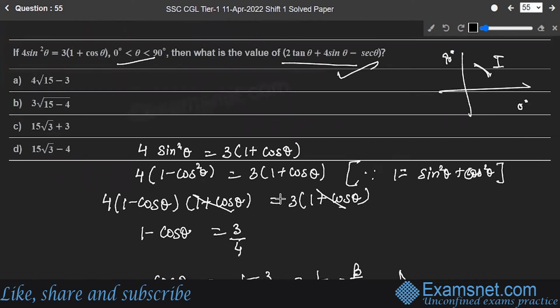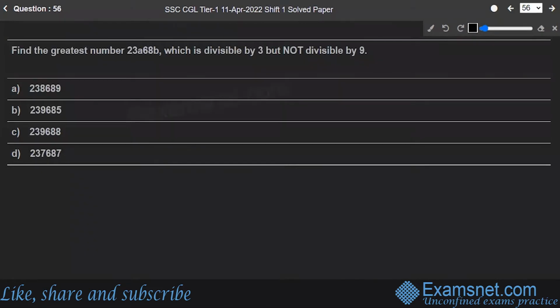So what is the correct answer? Option B is the correct answer for this question. Hope you are clear with this. So let's start with question number 56. You have to find the greatest number 23A68B which is divisible by 3 but not by 9. You have to find out which of these four numbers will be there in place of this number.